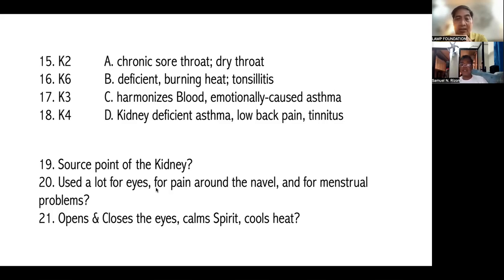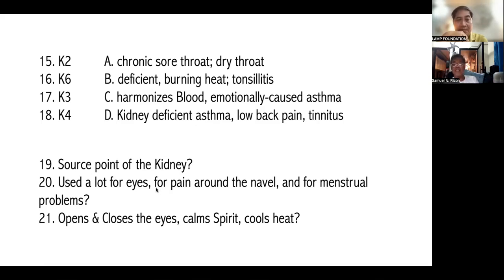Letter B. Kidney 6 is... I think we brought this up earlier. Sinabi ko kidney 6 benefits the throat. Okay, so the answer is letter A. Chronic sore throat, dry throat. Very good. Right. Number 17, kidney 3.